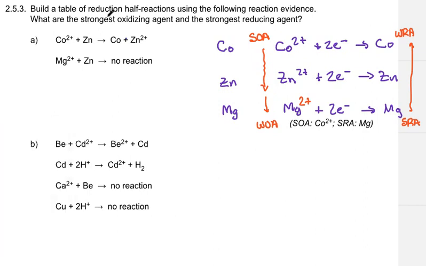In this case, they say, what are the strongest oxidizing agent? Answer, cobalt ions. And what's the strongest reducing agent? Answer, magnesium metal. Also, please notice, say ions or say metal. If you answer this question by saying cobalt and magnesium, you don't deserve all the points, because those are not the same thing in electrochemistry. Be specific about whether you mean ions or uncharged metals.